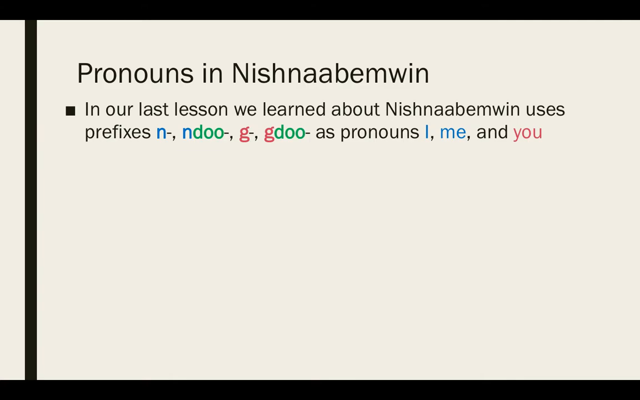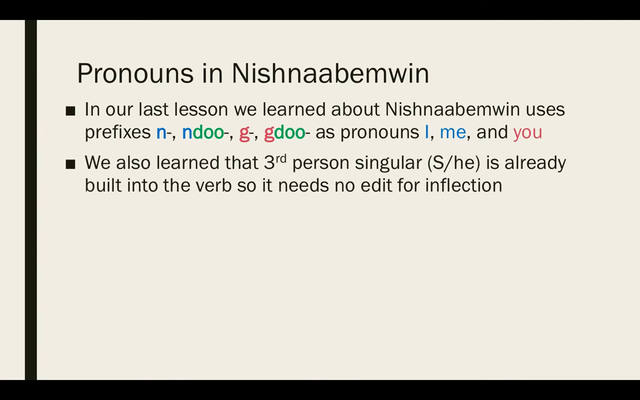So in our last lesson, we learned Nishnaabemwin uses prefixes ndo for I or me sentences, and g or gdo for you sentences. So when you're talking about whomever you're speaking to, like you are doing this, you are doing that. We also learned that third person singular, she or he, is already built into the verb, so it needs no edits for inflection, except for the VTI-aawans. Those need to extend their an ending to a double an ending, like our VTI-4s.